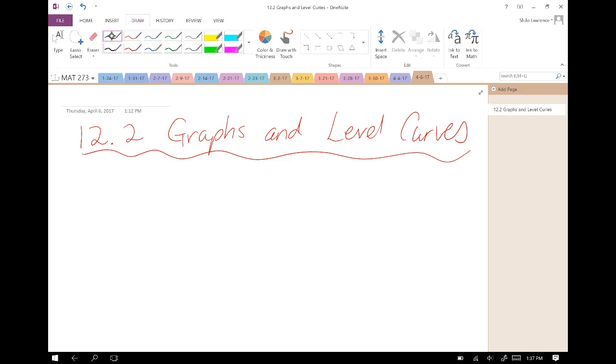All right, 12.2 is graphs and level curves. It's only going to take us a few minutes to talk about this. We're really just going to talk about domain, which we talked a little bit about at the end of class last time. Then we're going to jump to 12.3, which is limits and continuity. And then 12.4 is partial derivatives, which we have a card game for.